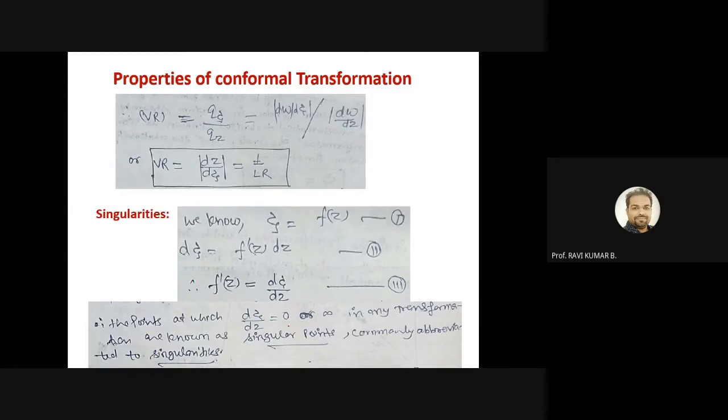So this value will be either zero or infinity in any transformation. That is known as singular points, or we can say singularities. Singularity is the point at which this f dash z is equal to either zero or infinity, which is known as the singularity point in the transformation.